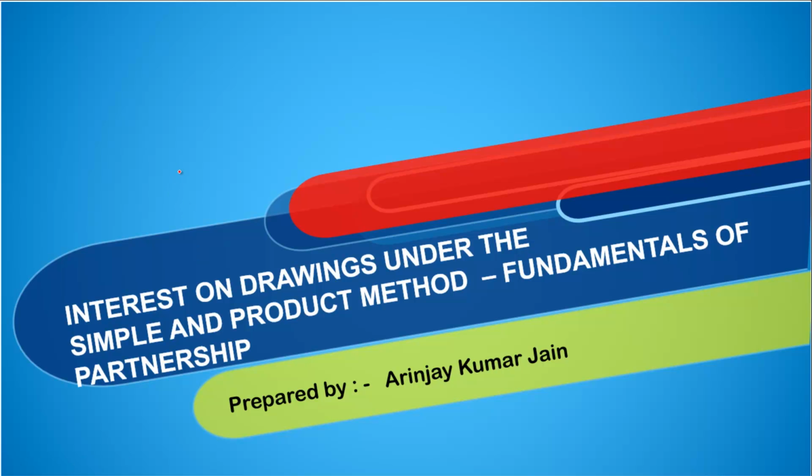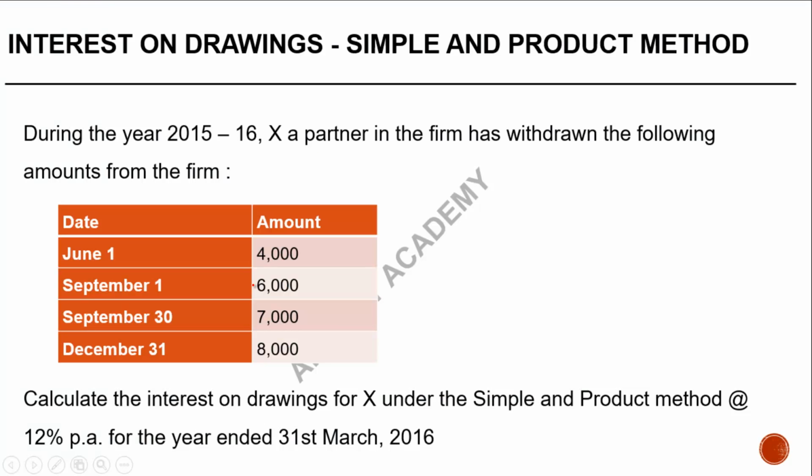Now, what can happen in some cases is that the amount withdrawn by the partner may not be a constant amount, right? He may draw uneven amounts at different points in time during the year. In such a case, we cannot apply the formulas that we learned earlier because they are applicable only when the drawings are constant, right? In such a case, there are two methods of calculating interest on drawings, which could be under a simple method or a product method. Let us look at this by way of an example.